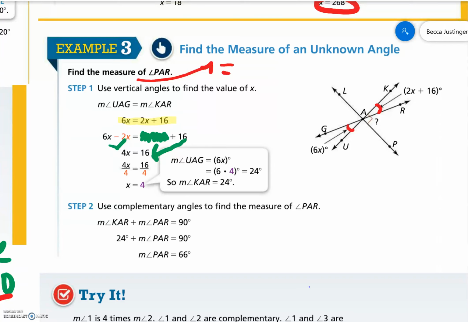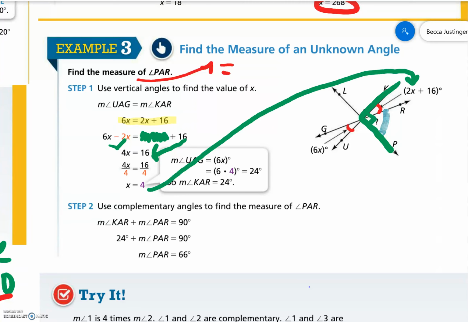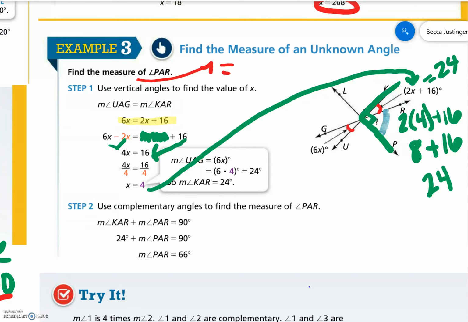We want to find PAR. PAR is this angle here. But if you look, together, these two angles form a right angle. So we just found that x equals 4. We're going to take that 4 and plug it back in to 2x plus 16. So 2 times 4 plus 16. 2 times 4 is 8, plus 16 is 24. So this angle is equal to 24 degrees.